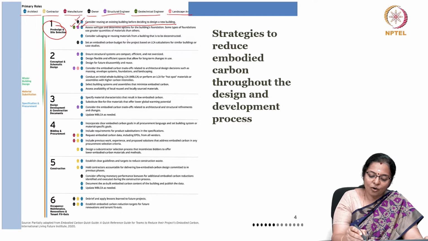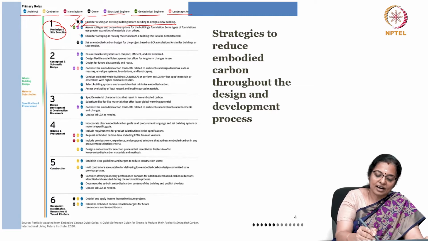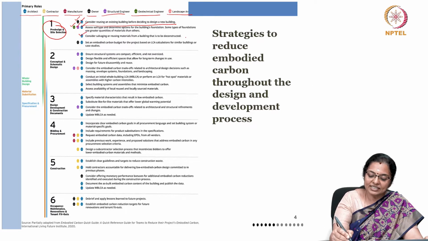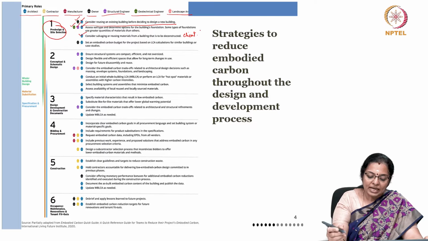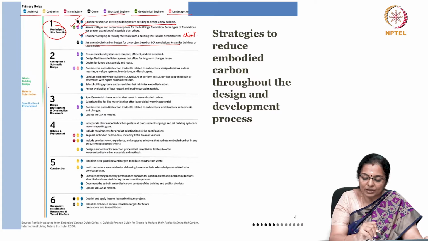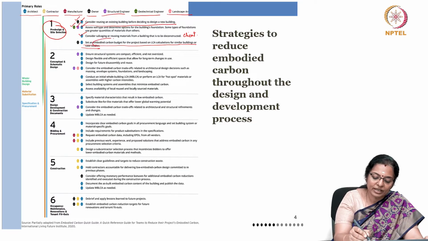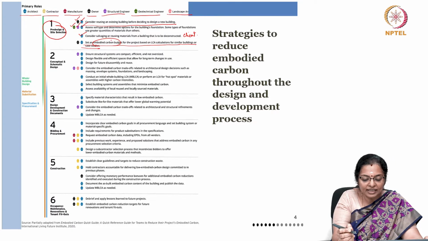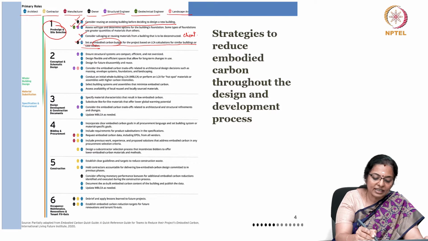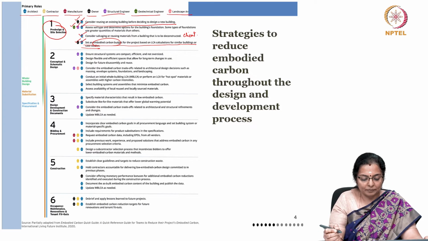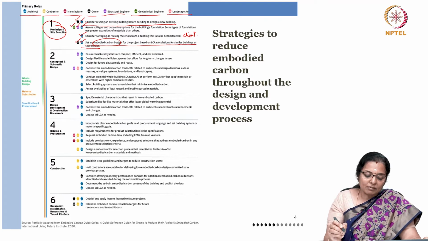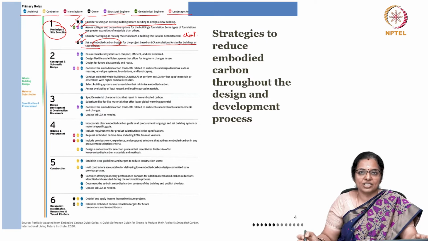Consider salvaging or reusing materials from a building that is to be deconstructed. Architect has to do that in consultation with the client. So, client has to consent to it. Set an embodied carbon target for the project based on LCA calculations for similar buildings or case studies. Who has to set the embodied carbon budget or target? That has to be the owner in consensus with the architect. This happens at a pre-design or site selection stage.